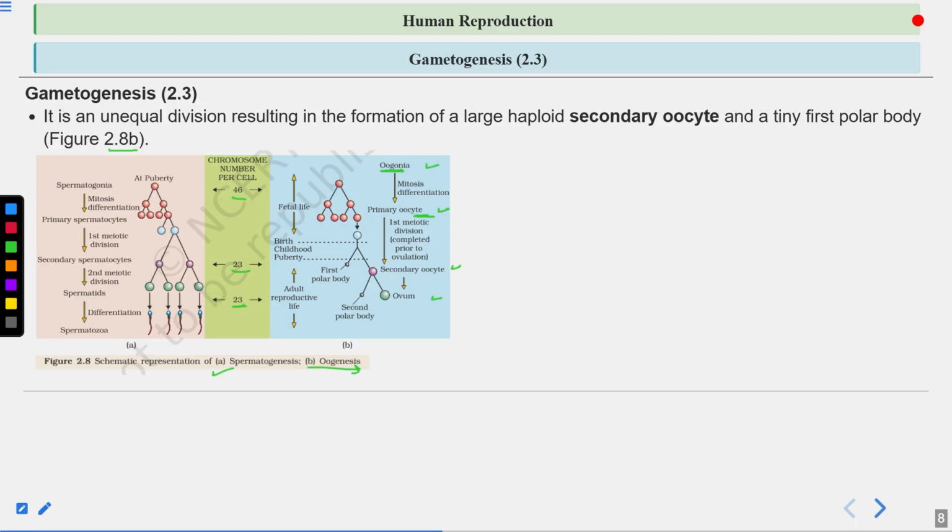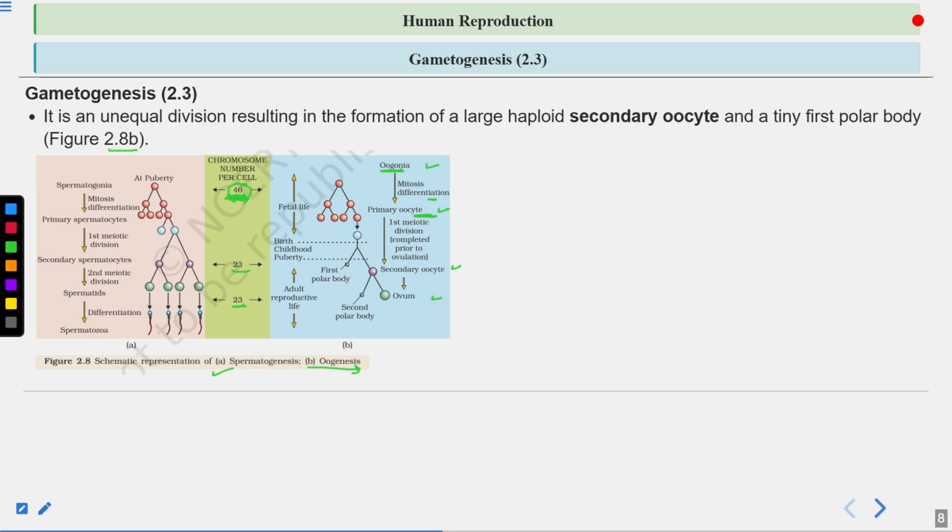So oogonia are diploid cells. They will have 46 chromosomes. Remember, meiosis always occurs in diploid cells. Oogonia consist of diploid cells. Then some of the oogonia differentiate into primary oocytes. This primary oocyte will also be diploid, meaning they will contain 46 chromosomes.